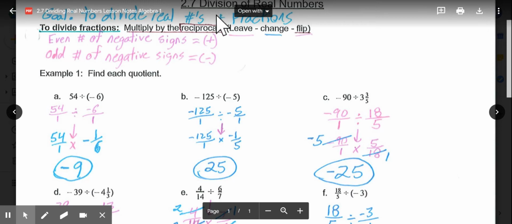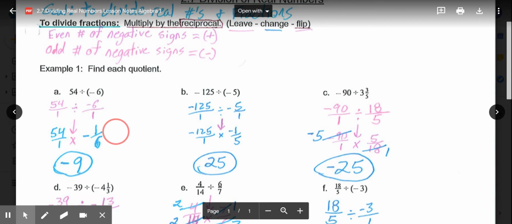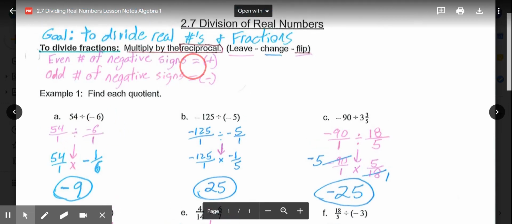We could also look at this using our rules to divide fractions and think of 54 as 54 over 1 divided by a negative 6 over 1. Then we would change it from division to multiplication, flip the second, and then it comes out still to be 54 over a negative 6, which is a negative 9. So if we're not dealing with fractions, using these rules just makes more work. So we just want to use these two rules here.